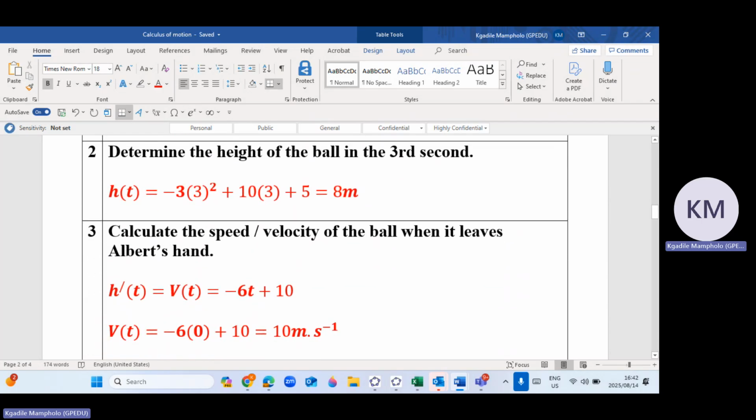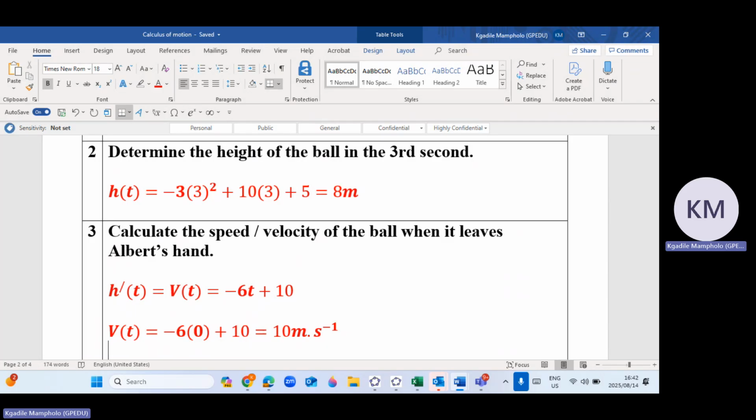The third one, calculate the speed or the velocity of the ball when it leaves Albert's hands. Now that we're talking about velocity or the speed, and then we were given the expression of the height, which is the distance, then for us to get the velocity, remember when the ball was thrown, we know that t is 0, but we no longer talk about the height, we're talking about the velocity. And we know that velocity is change in height or change in distance or change in displacement.